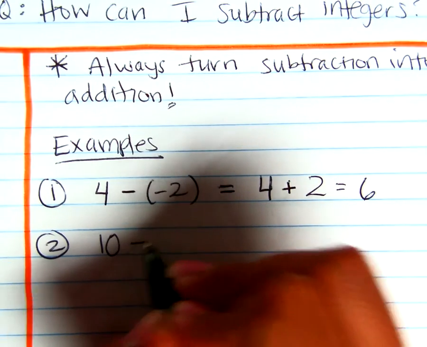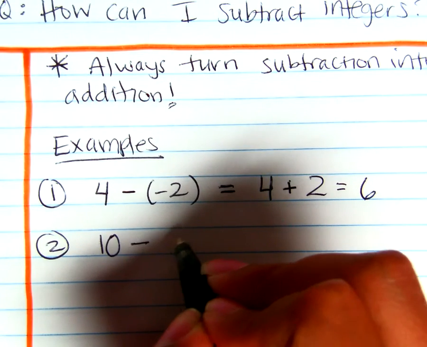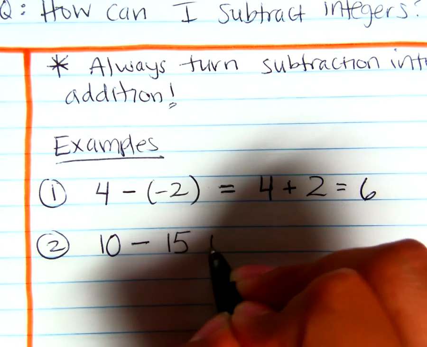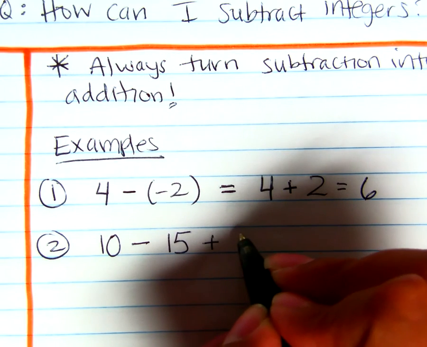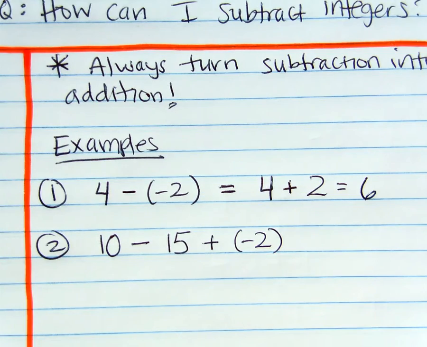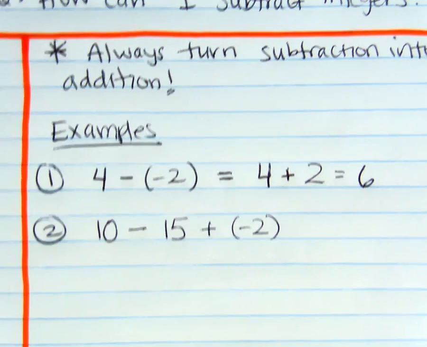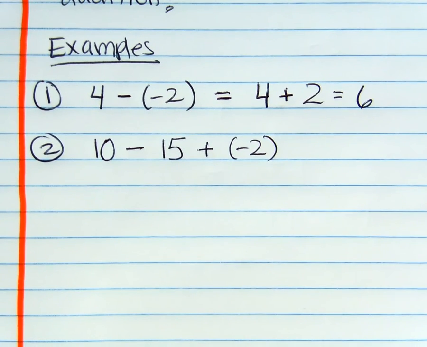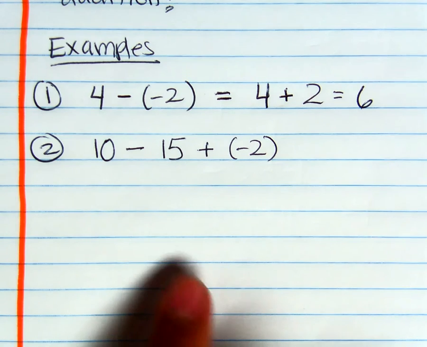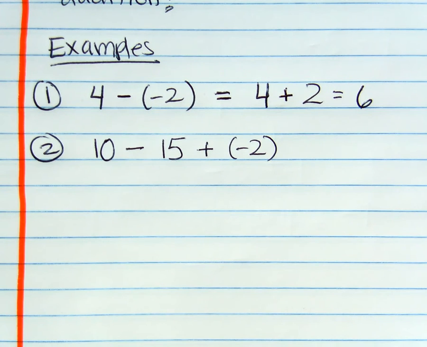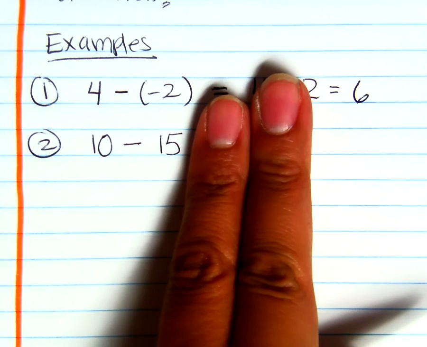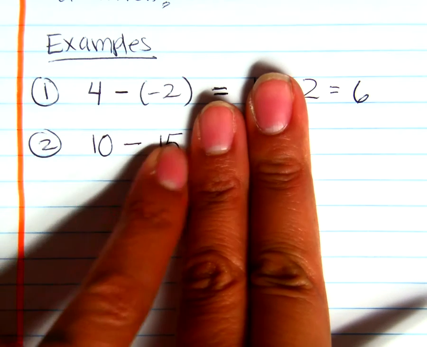10 minus 15 plus the -2. So now we have 3 numbers, right? Okay, we're going to do the same thing we did earlier. We're going to do it in steps. So how could I break this problem down? What could I look at first? Let's start with the first 2 numbers, right? Cover up that -2. So you have 10 minus 15.